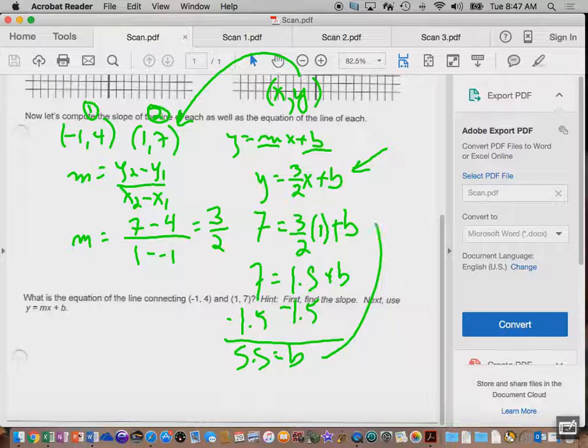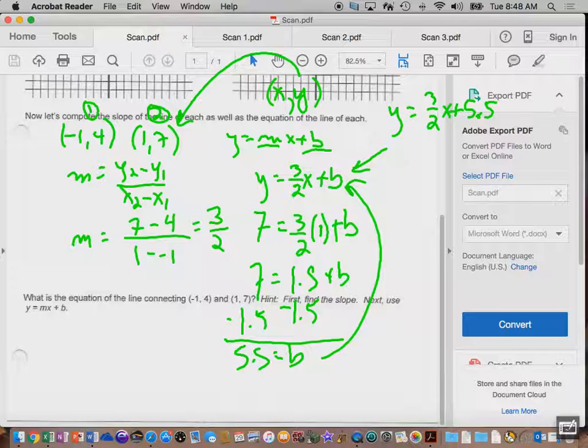And then I go back up in here and I plug it in and I get y equals 3 halves x plus 5.5. And that's my correct answer. Yes? Wait, so you would plug in the coordinate of the second? No, either one. You get the same answer.